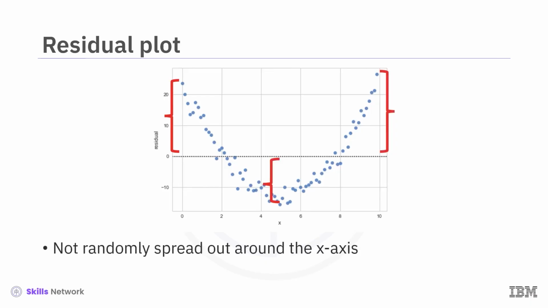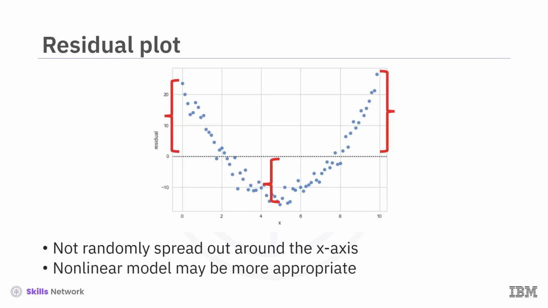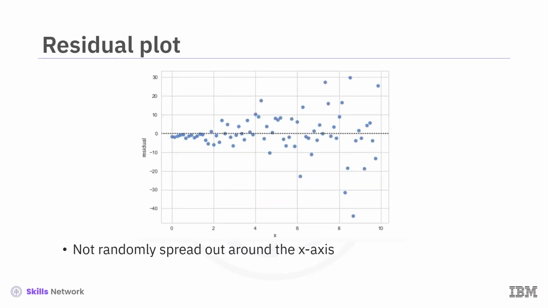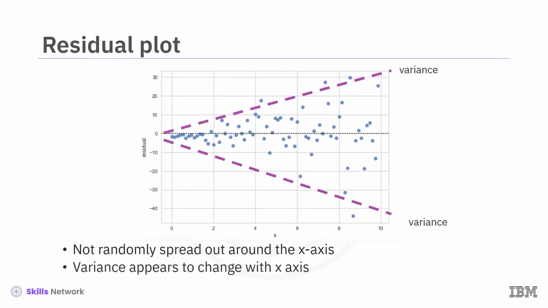The residuals are not randomly separated. This suggests the linear assumption is incorrect. This plot suggests a nonlinear function. We will deal with this in the next section. In this plot, we see that the variance of the residuals increases with x. Therefore, our model is incorrect.